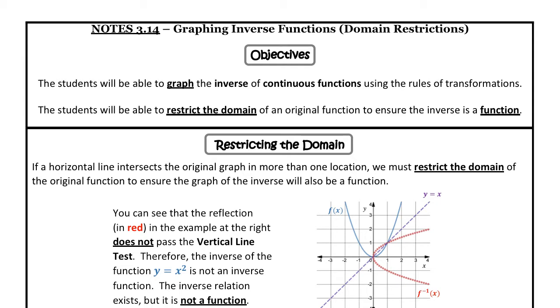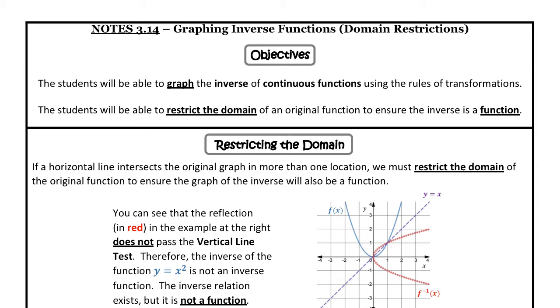Okay, so we're going to be using the same skills that we've used when we were graphing transformations, but we're also going to be learning about how to restrict the domain of the original function to ensure that the inverse is a function as well. So we're going to be talking about the definition again. What does it mean for a graph or an equation to be a function?